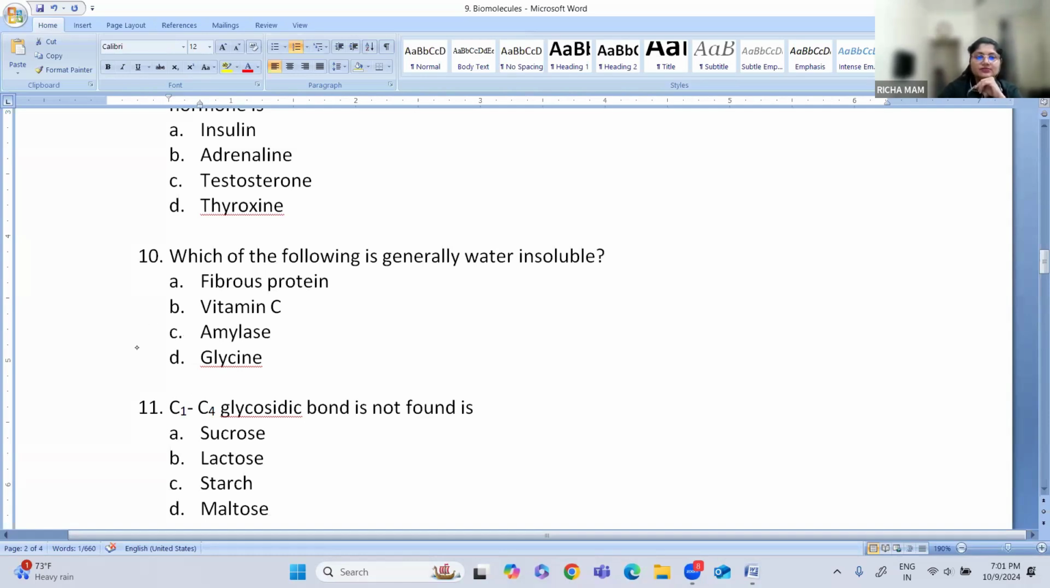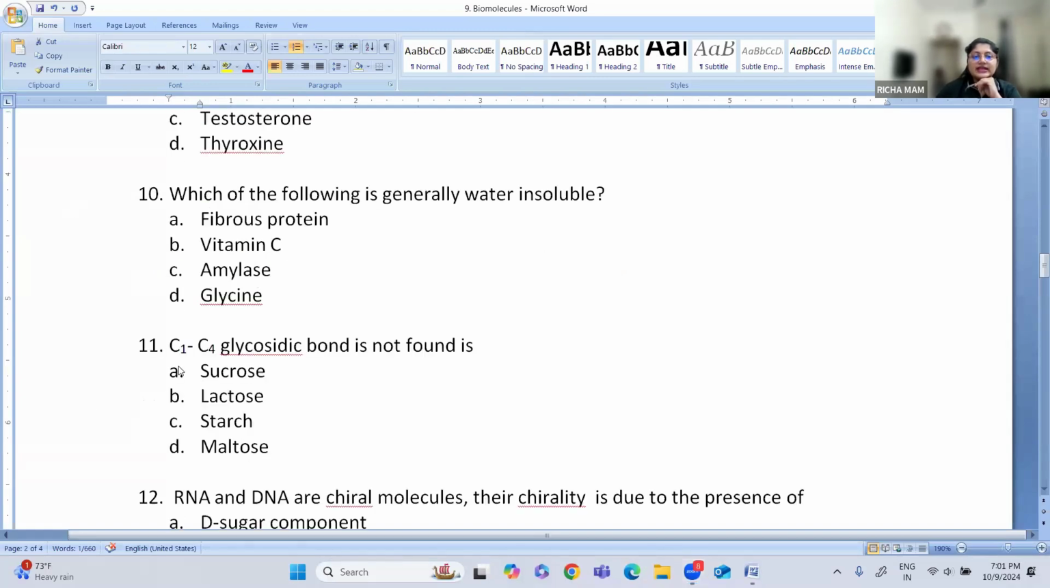Which of the following is water insoluble? It is fibrous protein. Fibrous proteins are water insoluble. The rest are all water soluble. Vitamin C, amylase, and glycine are all water soluble.